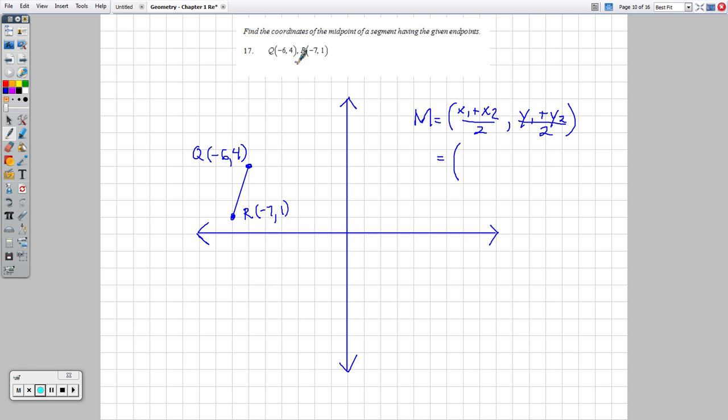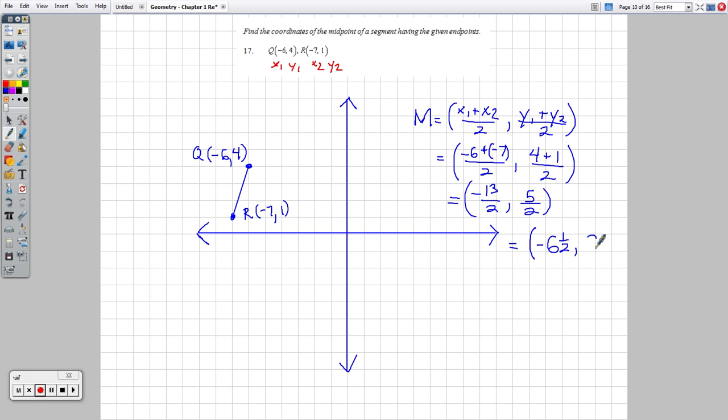So if we use the formula, we label some points here. This would be x1, y1. This would be x2, y2 right there. Plug those values in. So add up the x values. You have -6 plus -7, that over 2. And you've got 4 plus 1, that over 2. This is -13 over 2, and 5 over 2. You could leave it like that, or you could say that's -6.5 and 2.5.